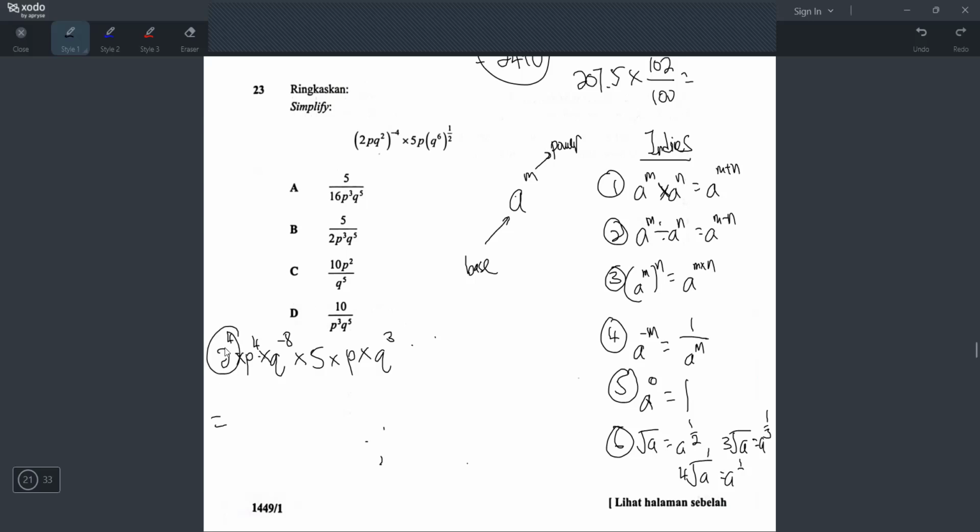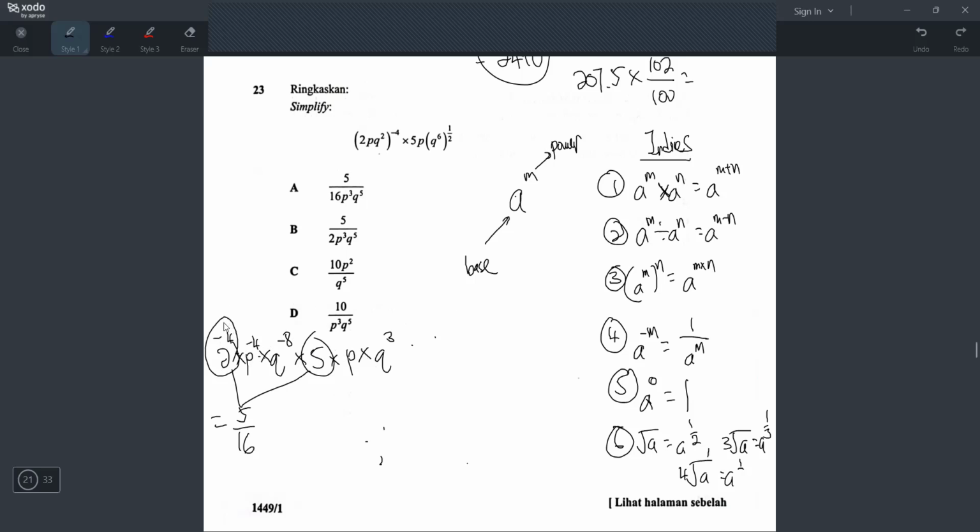Sekarang, number dengan number boleh buat, P dengan P boleh buat, Q dengan Q boleh buat. So number dengan number boleh buat. So 2 power 4 times 5, it's not 2 power 4 lah. It's 2 power negative 4. Right? This one also is p power negative 4, sorry. Because it's everything power negative 4, right? Okay, sorry. So, sekali lagi, number dengan number boleh buat sekali. And then P hanya boleh buat dengan P, Q hanya boleh buat dengan Q. So, 2 power negative 4 times 5, it will be 5/16. You can use your calculator to help you, by the way.